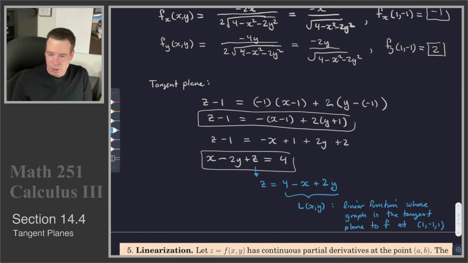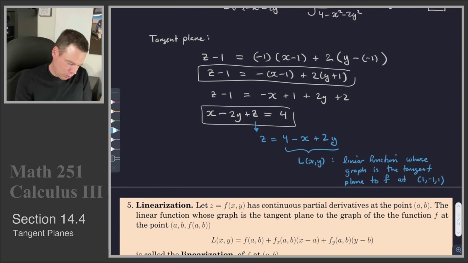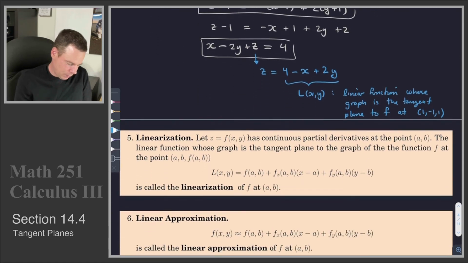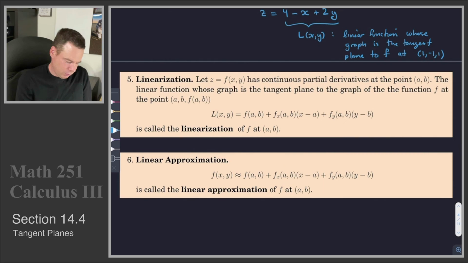So the idea here is we've taken our original function f, we constructed a tangent plane, and now from the tangent plane we've constructed a function whose graph is that tangent plane. Since the tangent plane is a good approximation to the surface at that point, this linear function is a good approximation to our function f near that point. This linear function is known as the linearization. It's a linear function that's a good approximation of the function itself near that point.